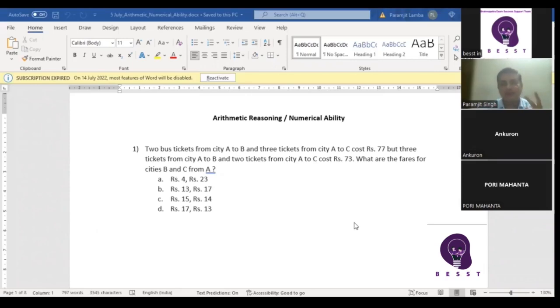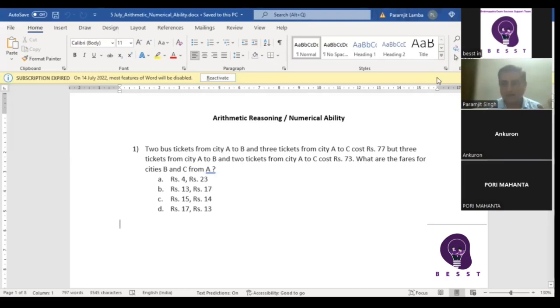Two tickets from A to B and three tickets from A to C is equal to 77. And three tickets from A to B and two tickets from A to C is equal to 73. Any ideas? Anyone? If you have an idea, say yes, put the idea there. If you don't have an idea, say you don't, so that we can move forward. Okay, so assume two tickets from A to C.